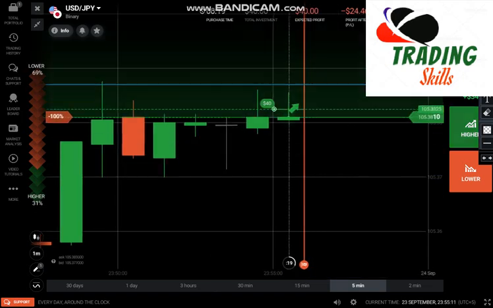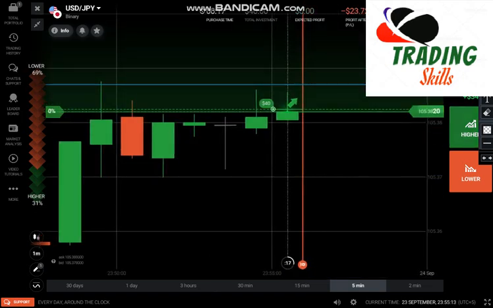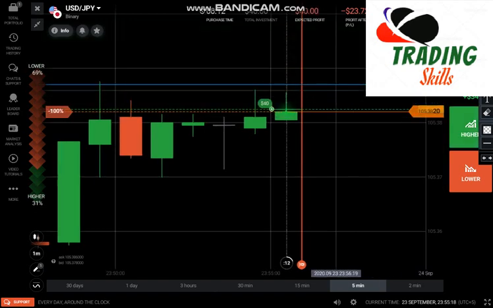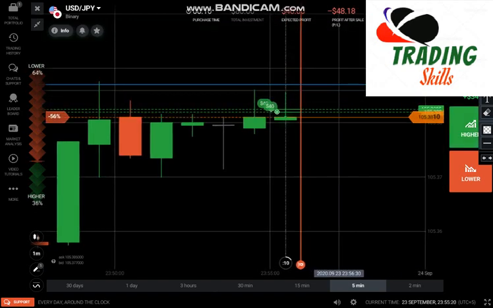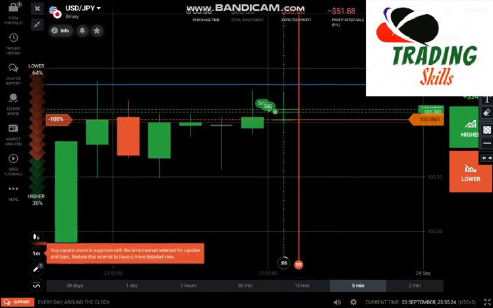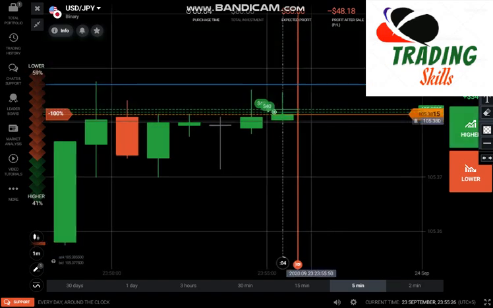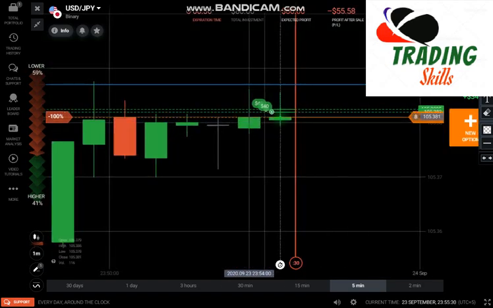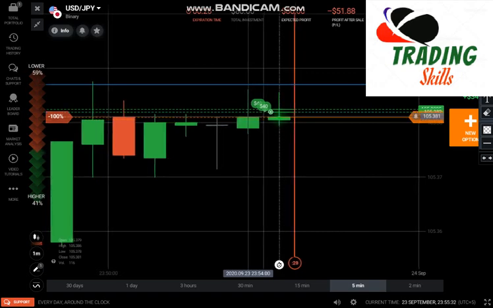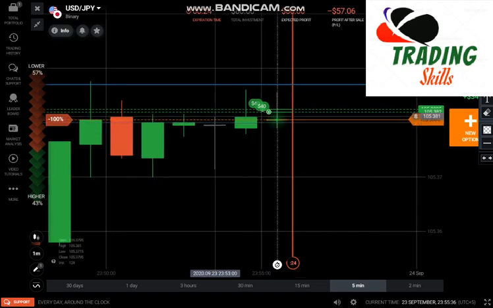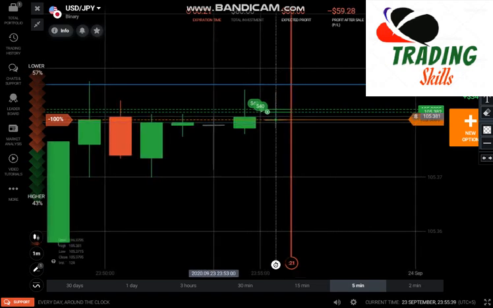I am amazed why I am getting bad entry points again and again. You can see I clicked here again to secure myself, but again the candle is giving me a bad entry point. But I know the candle will go up and it will close as a bullish. It will not close as a bearish. So let's see what happens.